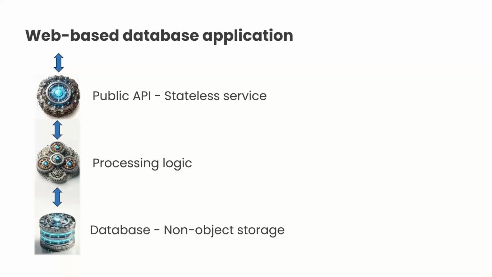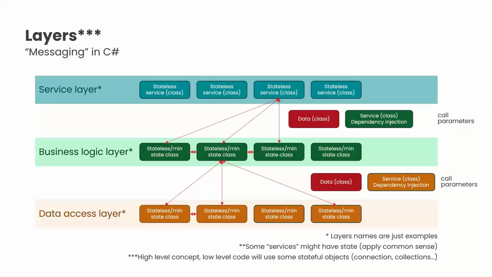We will have a public API, which is a stateless service. You will have some processing logic, some layers with this logic. They may have some state, and then you have the database, which is non-object storage. Those are tables. When we're saving data, we're passing those classes that have almost only properties, maybe a bit of logic inside, very simple validations. So that's how it looks in C#, and that's the structure of this messaging application.